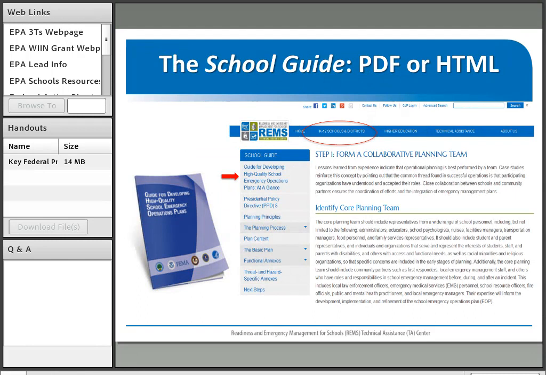The REMS TA Web Center website features an HTML version of the guide that I've been talking about that you may find useful. On each page, we offer related resources that will assist in helping you gain a more comprehensive understanding of the topics discussed throughout each section.